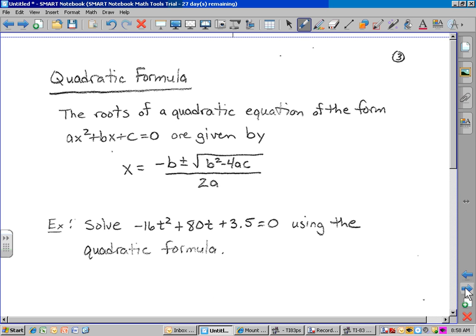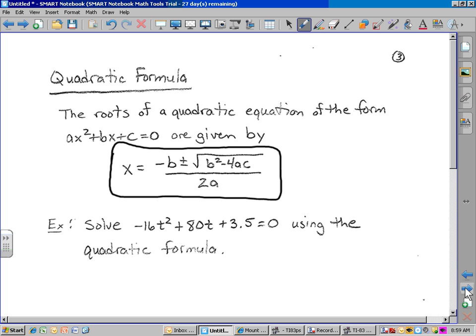Quadratic formula is another option. The roots of a quadratic equation of the form ax squared plus bx plus c equals 0 are given by x equals negative b plus or minus the square root of b squared minus 4ac all over 2a. You must memorize this. Okay? And also remember, it must be of this form.